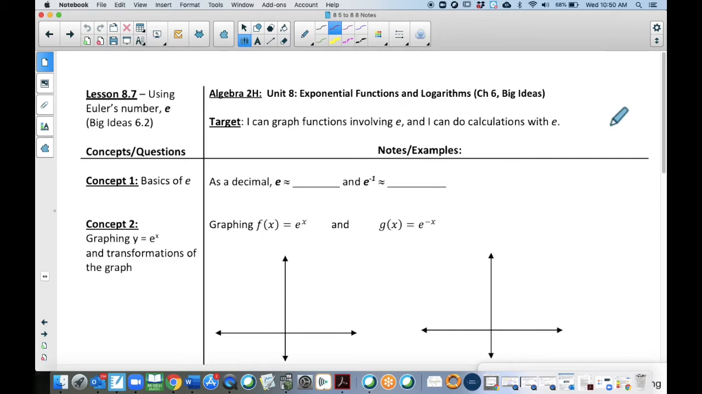Hi guys, in this video today we're going to be talking about Euler's number e. You've already watched a couple videos that give you some background into e, and today we're going to talk about how to graph with e and how to do calculations with e. So you will need your graphing calculator. Can you find your graphing calculator? Because I'm going to show you some things on that calculator.